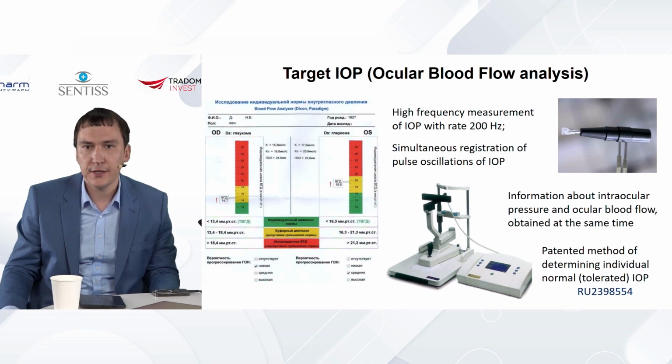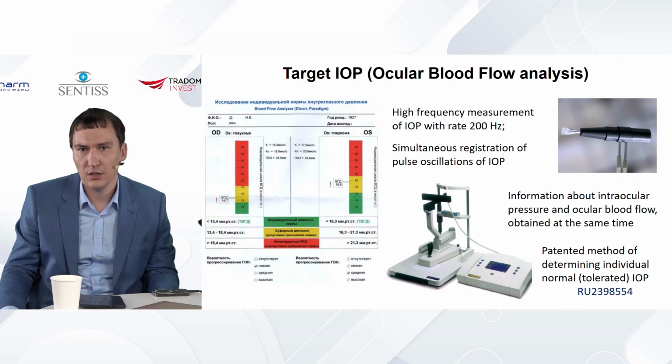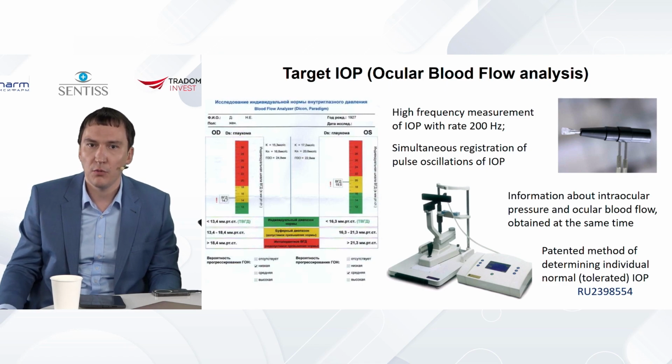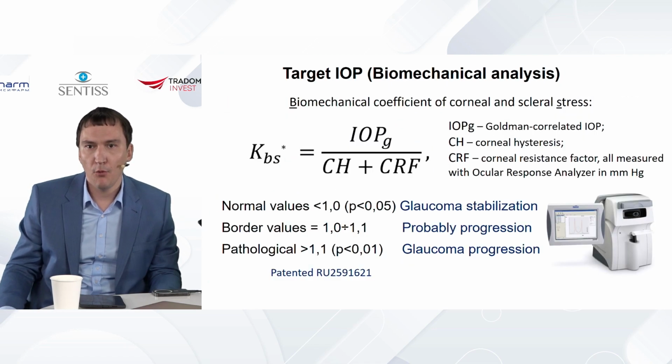Next challenge. We don't always manage to interpret this result. We know that glaucoma progresses due to vascular and mechanical factors. So when we measure the norm, we offer to use two approaches. One of them is to use a blood circulation analyzer and compare blood flow and the axis. So we offered a method to study the individual norm of IOP.